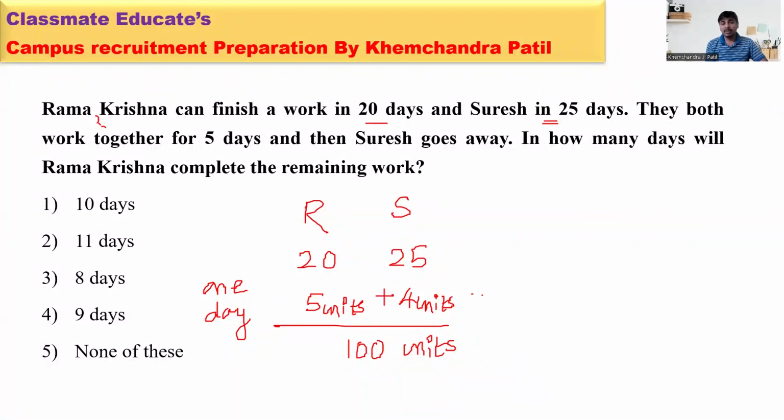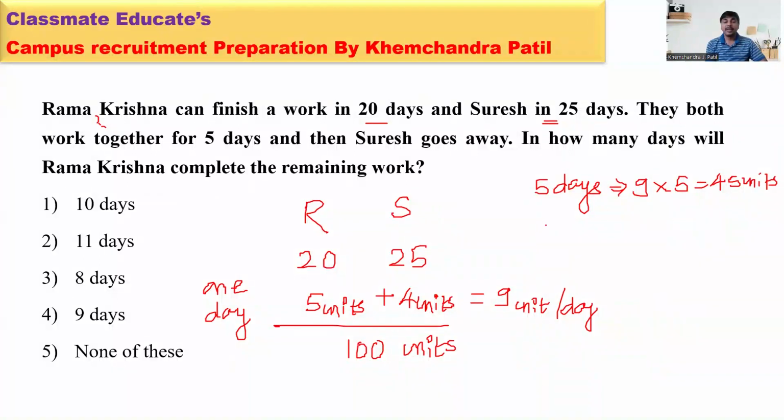Now, both working together complete 9 units per day. They started work and they worked for 5 days. It means that in 5 days, they completed 9 multiplied by 5, that is equal to 45 units. Okay, so what is the remaining work here? Remaining work after 5 days will be 100 minus 45, that is 55 units. When 55 units remain, Suresh left the job.